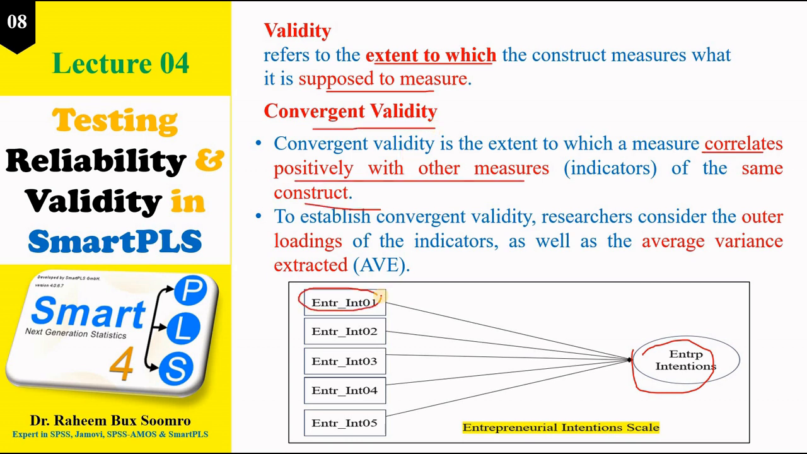Convergent validity will be established when there is a positive correlation between interpreted intention 1, interpreted intention 2, interpreted intention 3 and 5. When there is a positive relationship among all the items of this construct, that means our convergent validity has been established. And then to establish convergent validity, we have to check the outer loadings.